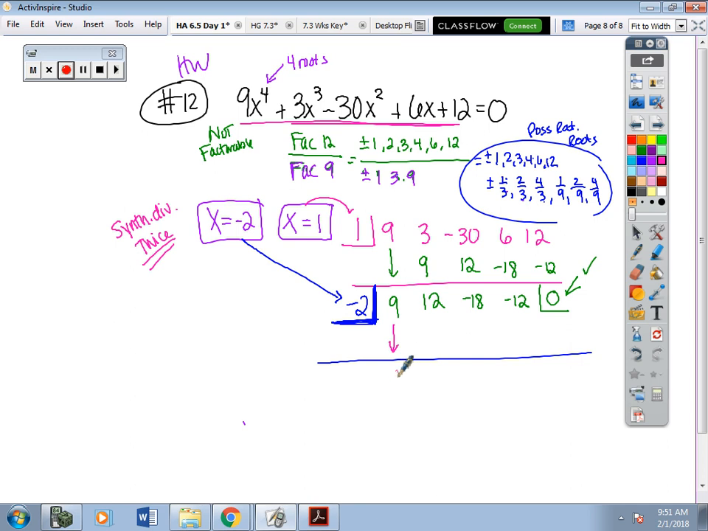So I bring down my 9. I also get a remainder of 0. So I've taken this from a quartic at this step to be a cubic at this step to now a quadratic. So I have 9x squared minus 6x minus 6.